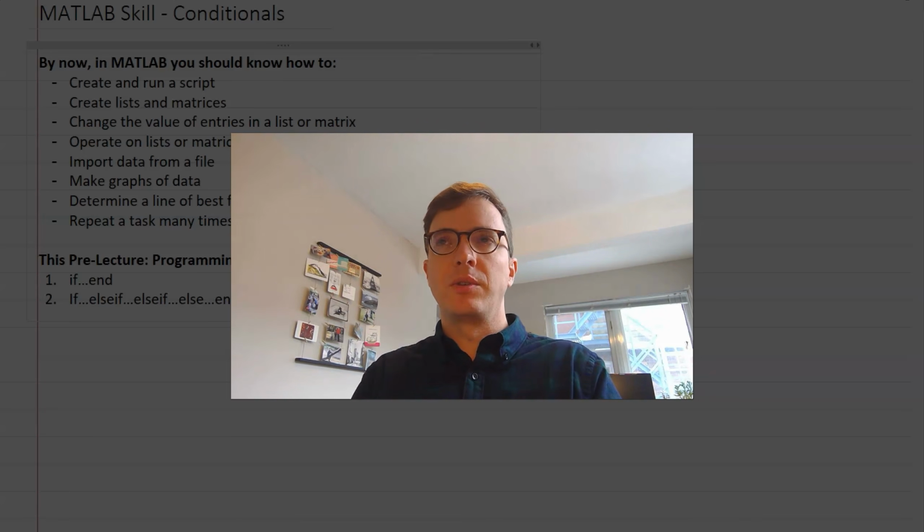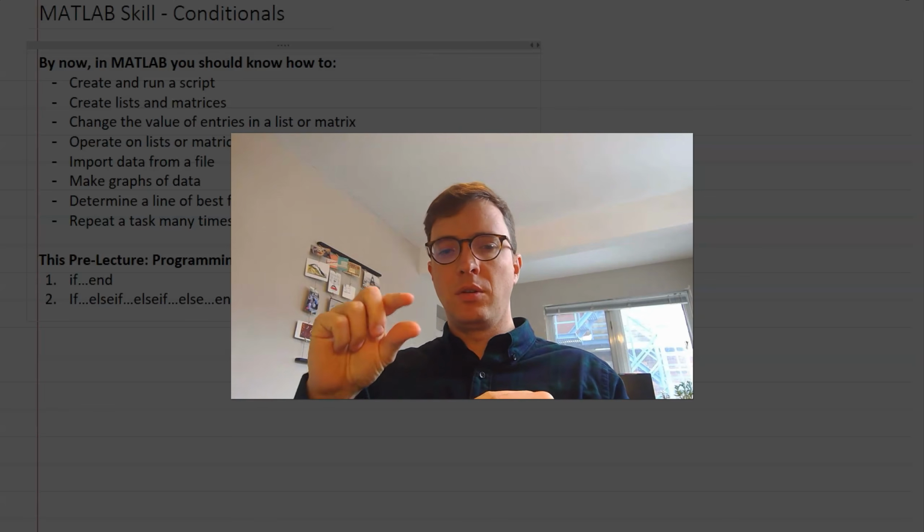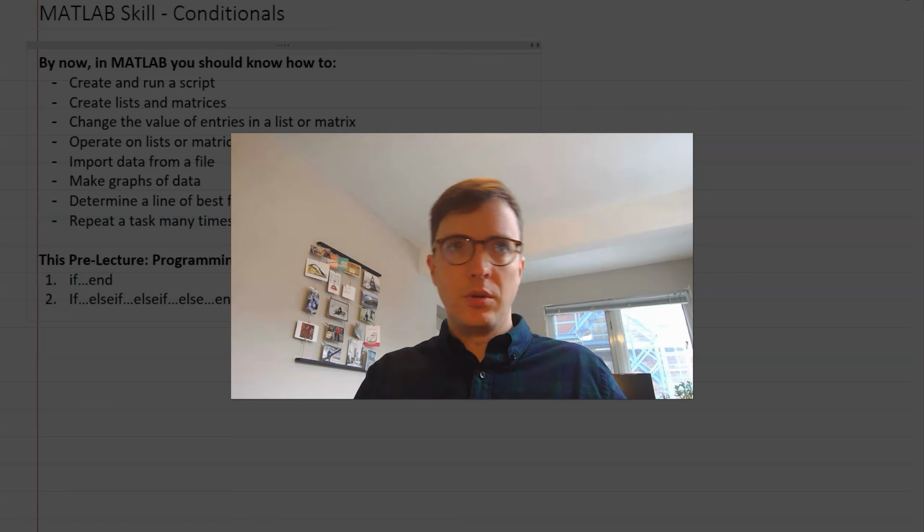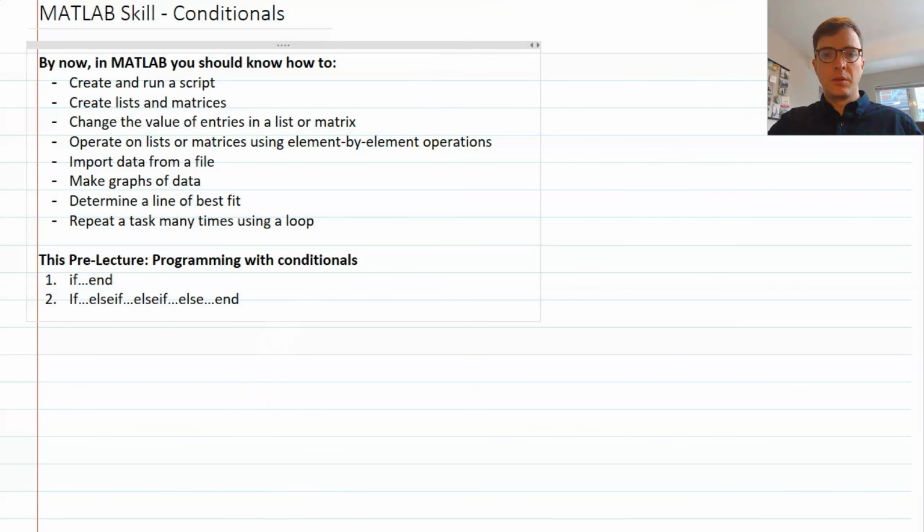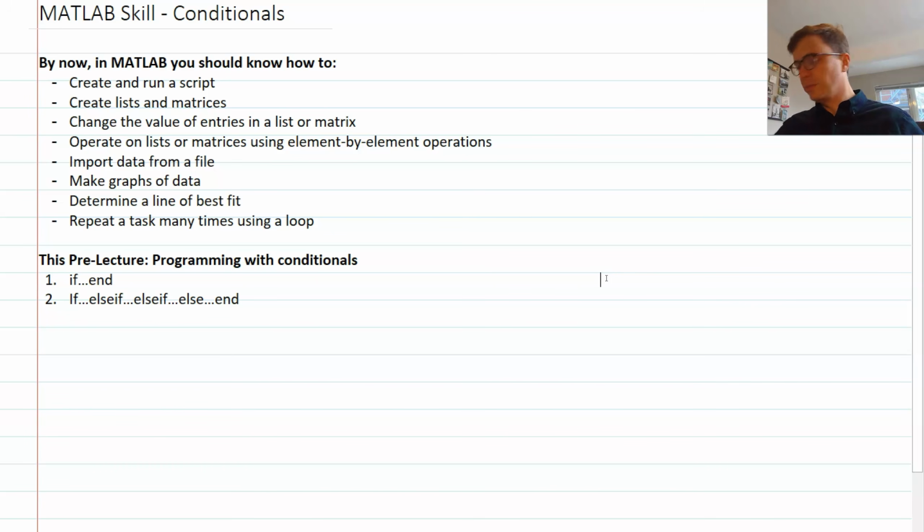So basically you want your code to test, okay, is something true? If so, do this, and if not, do something else. And that's the purpose of an if statement. So let me explain how these things work in MATLAB. These are all the skills we've talked about so far for MATLAB. And then in this pre-lecture, we want to talk about if-end statements. And then we can make them a little more sophisticated by putting if, else, else, and then end. So let's talk about how this works.